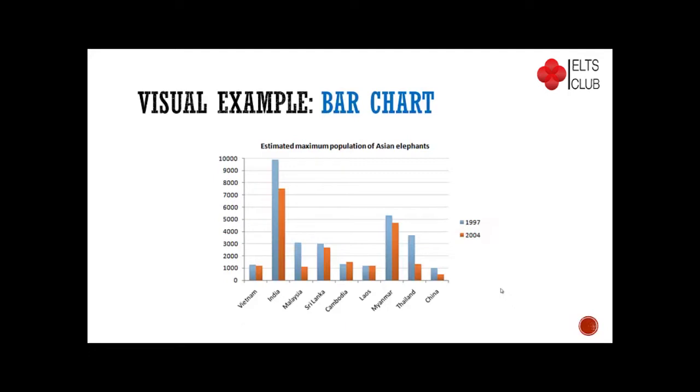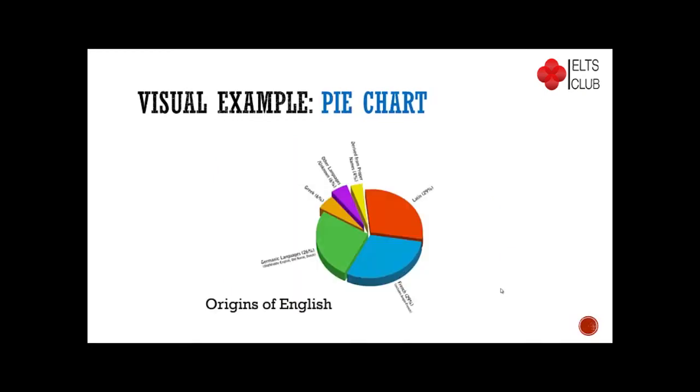The bars of the chart have 2 different colors. They represent the 2 years that data is given for the population of elephants in these 9 Asian countries. Now let's look at the pie chart.